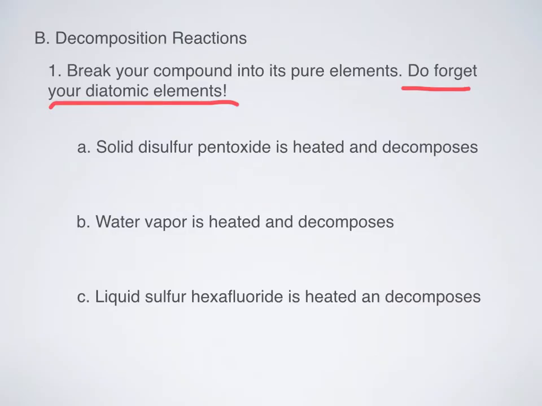So for our first example, we have solid disulfur pentoxide is heated and decomposes. So again, disulfur pentoxide. I need to be able to write my formulas for things.